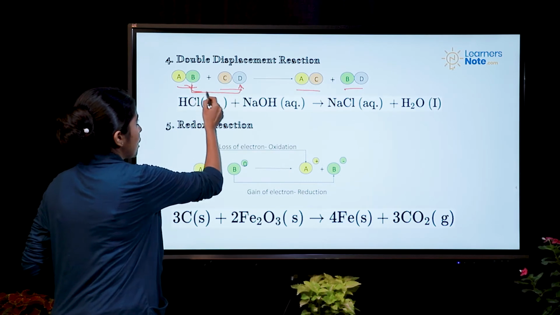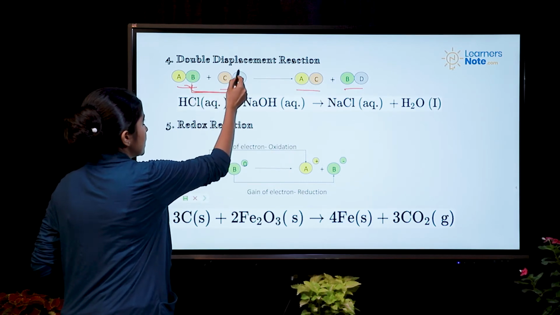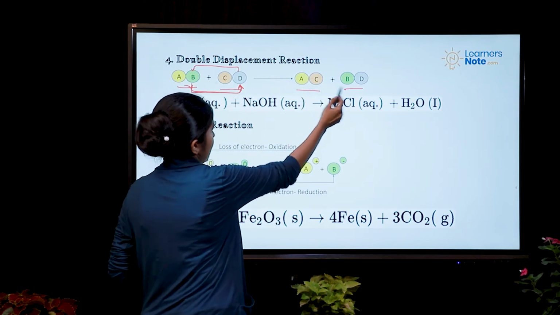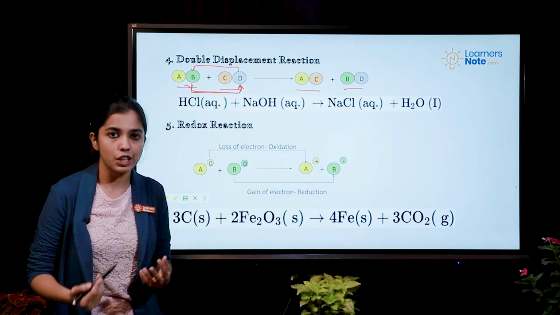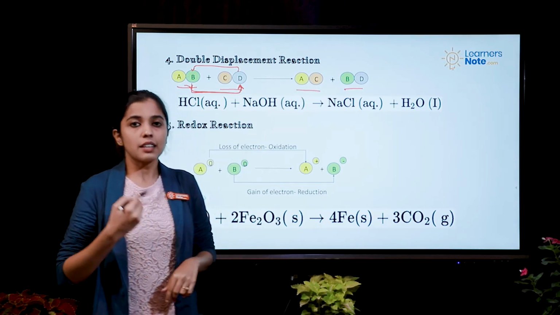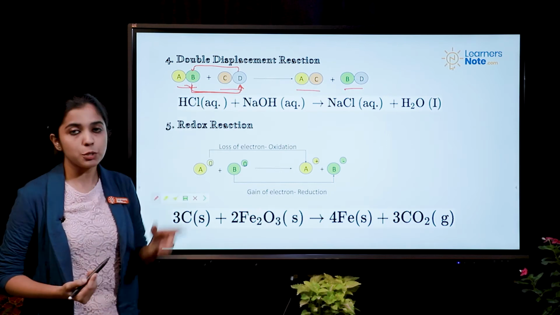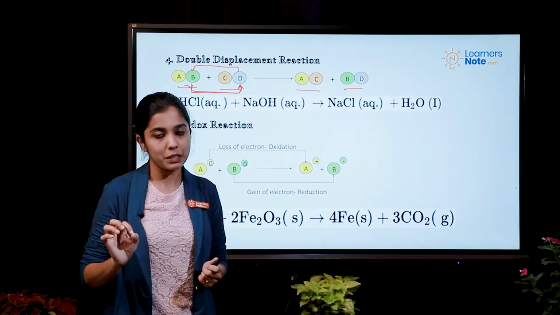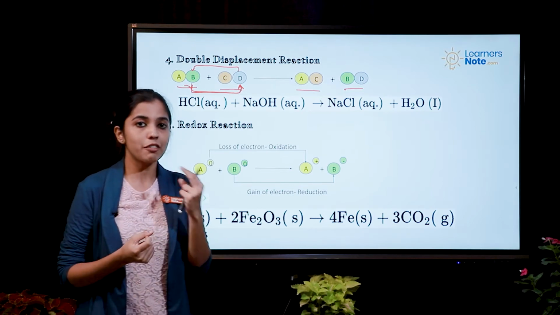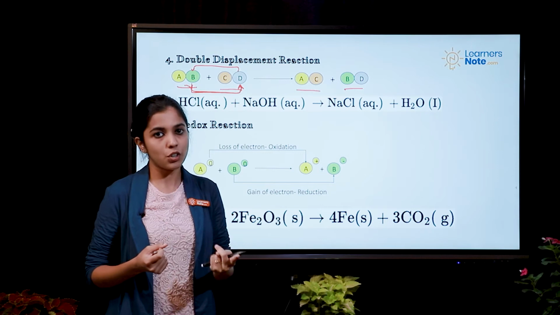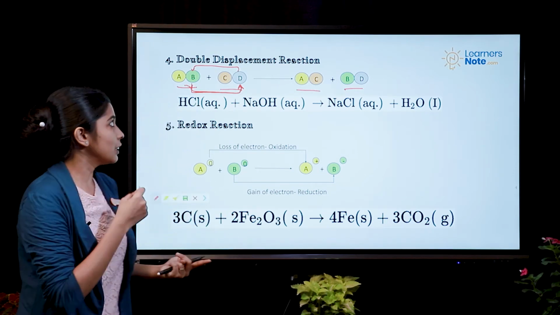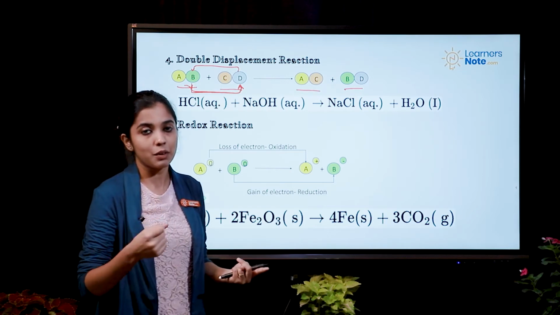So B will come and sit in the position of D, whereas D will come and sit in the position of B, and you get the products AC and BD. So basically there is an exchange of ions between the reactants and you get two products. Another name for the double displacement reaction is precipitation reaction. It is called that because you have two products and one of them is a solid. You get a precipitate out of the reaction.